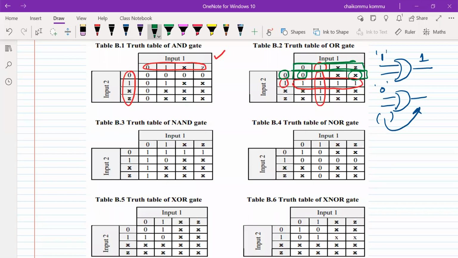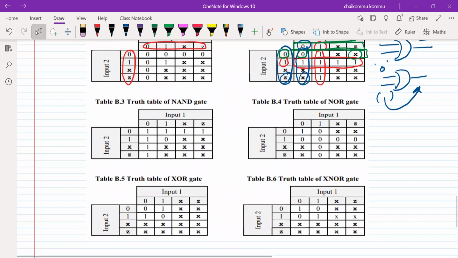Similarly, in the vertical notation also, the same thing. If one input is equal to 0, depending upon this input signal, this input signal is transferred here, except the last one. The last one, if it is Z, must be X only. All the remaining cases are unknown values only.